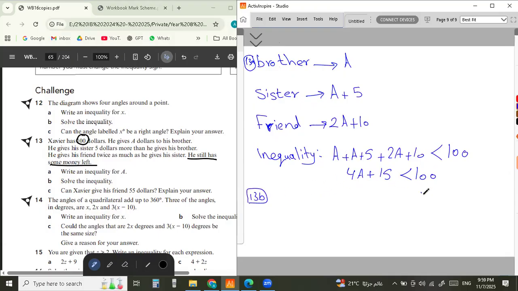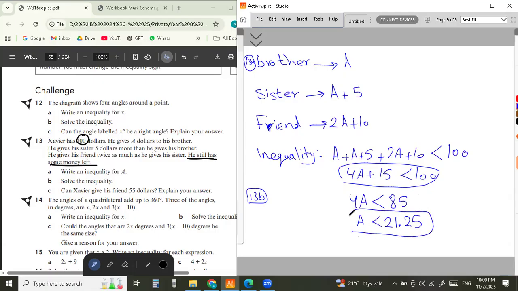4A plus 15 is less than 100. Send the 15 over there with a negative sign. So 4A is less than 85, which is 100 minus 15. So A is less than 85 divided by 4, which will be exactly 21.25. Okay, right, good. I found the inequality, and I solved the inequality. Let's continue.